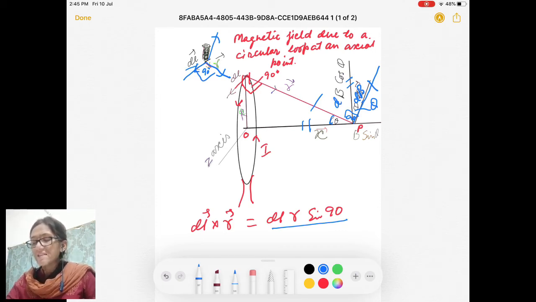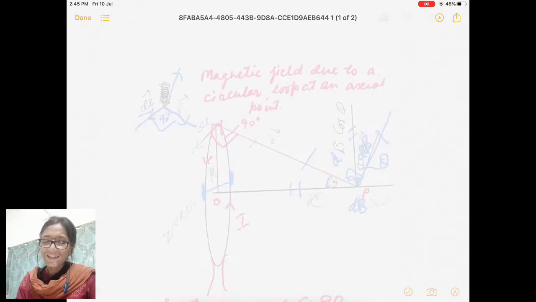Now we will find the component of this dB vector along the horizontal direction and vertical direction. This is your dB cos theta along the vertical direction and this is your dB sin theta along the horizontal direction. Now each length element will have a length element just opposite to it, for which their vertical components will be cancelling each other.